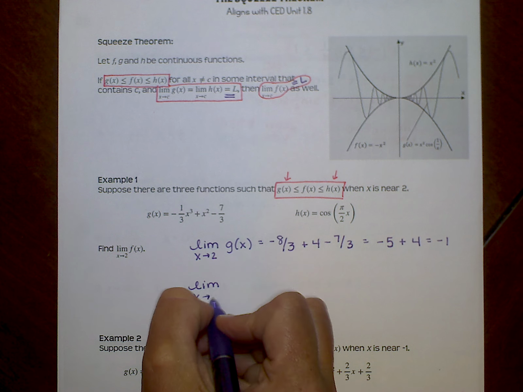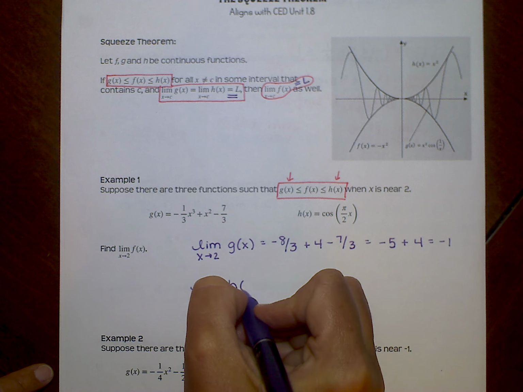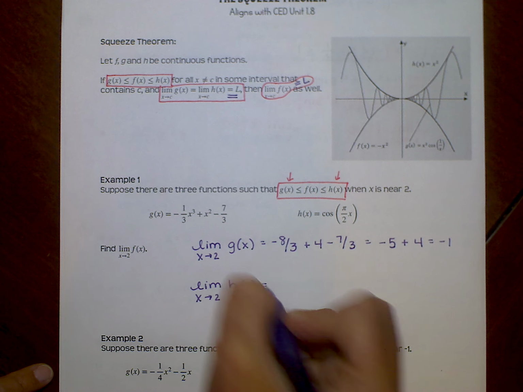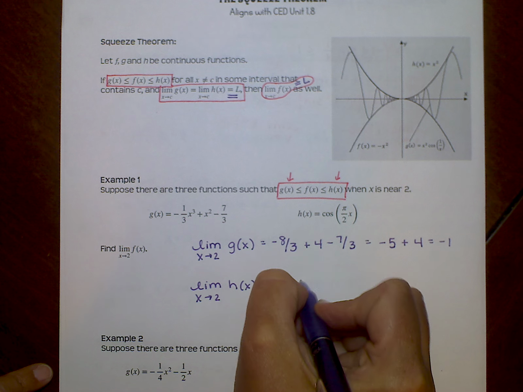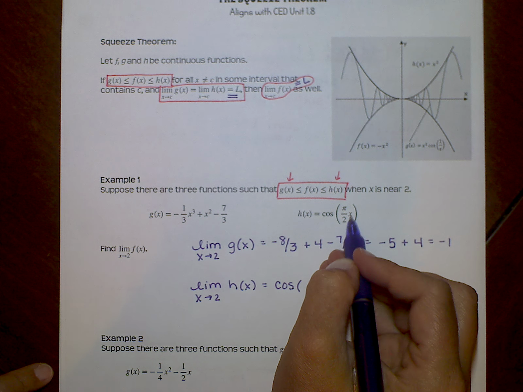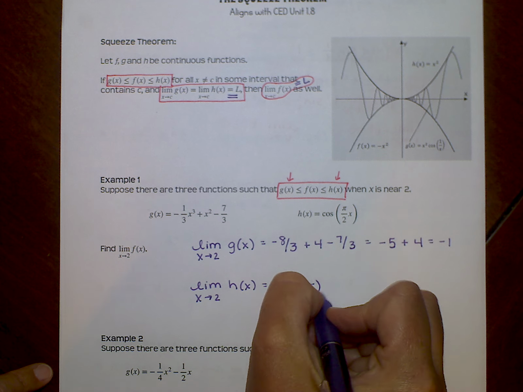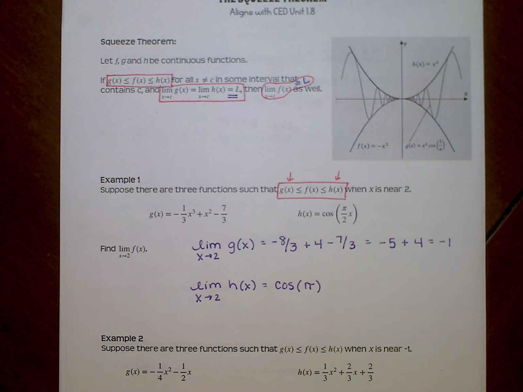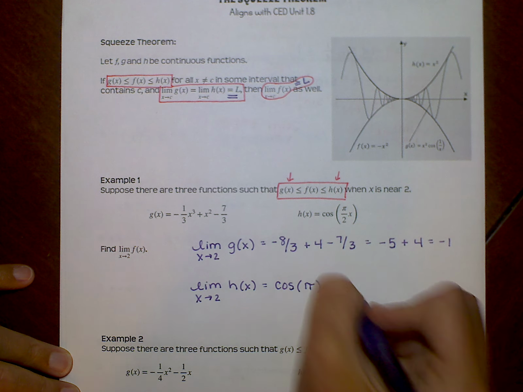Limit as x approaches 2 of h of x. Well, that's just going to equal cosine of pi over 2, and then if I put the 2 in here, the 2's are going to cancel. And so I really just end up with cosine of pi. Think about your unit circle for a second. Cosine of pi is just equal to negative 1.